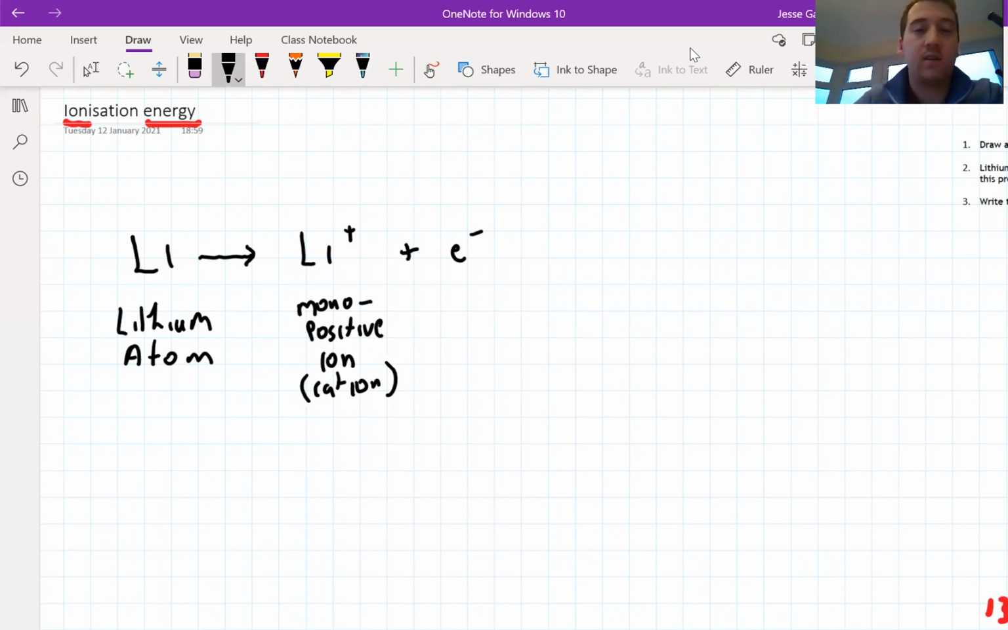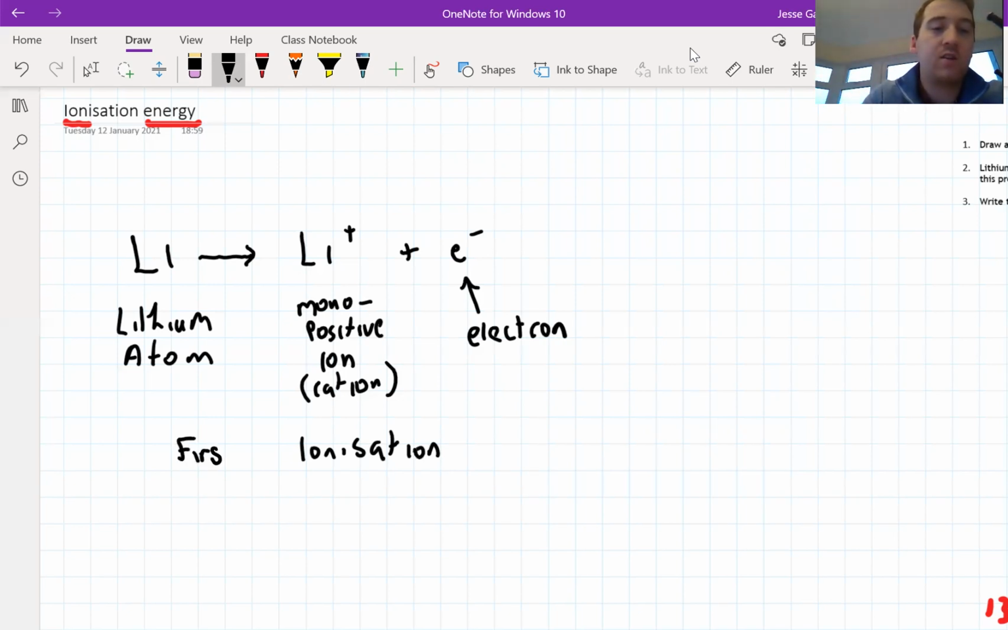So this is a free electron. Now, of course, it doesn't just disappear. It is going to go somewhere. It's going to attach itself to another atom usually. So it doesn't just disappear. We call this process ionization. So when we take an atom, we turn it into an ion, it's called ionization. And for this particular equation here, what we have shown is the first ionization.